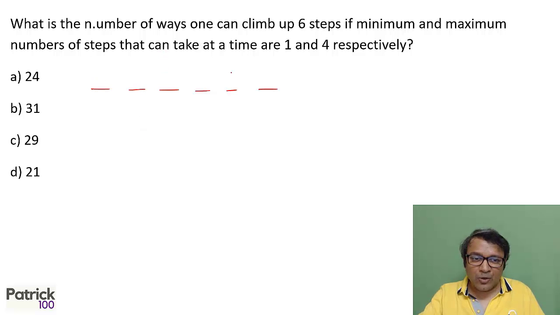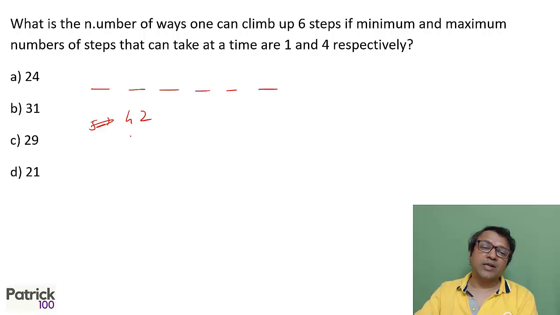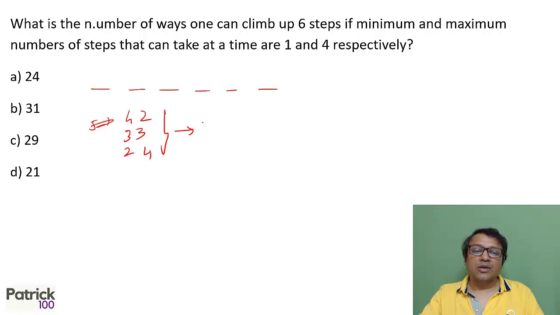So I can break it up into 2 parts. When I break it up into 2 parts, the partition can't be 5-1 or 1-5. So the partition has to come as 4-2, 4 steps, 2 steps, 3 steps, 3 steps, 2 steps, 4 steps. 3 ways.